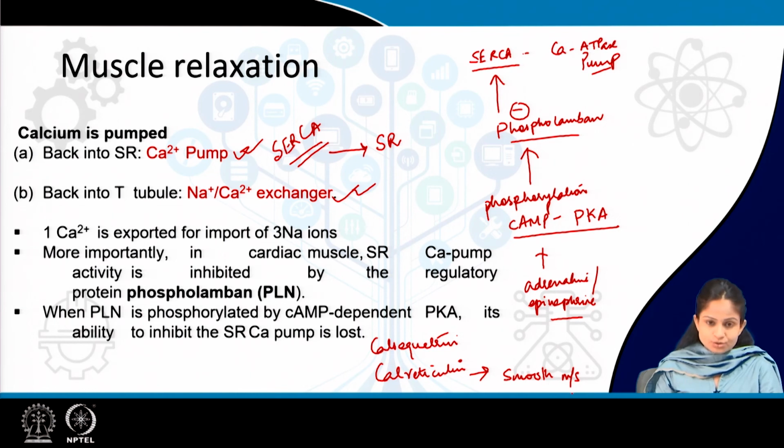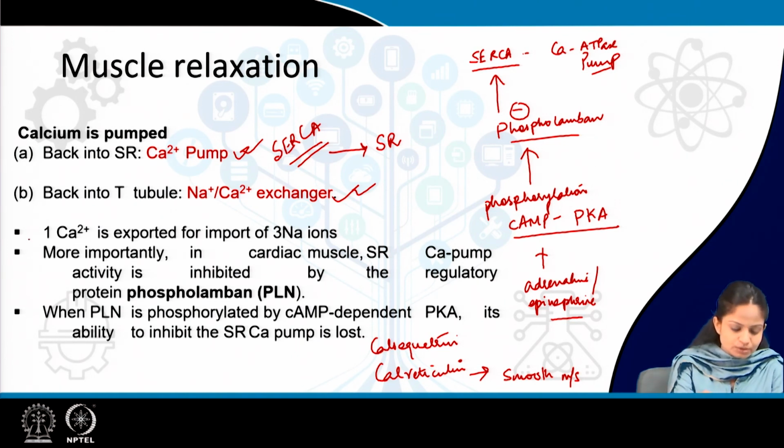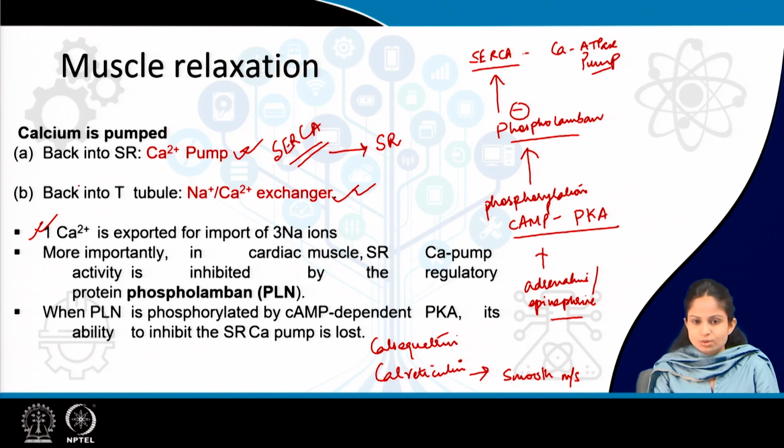Now, back into the T tubule also you need to throw out the calcium. So, that is usually done by the sodium calcium exchanger. The sodium calcium exchanger molecule usually exports one calcium for import of 3 sodium ions. 3 sodium ions will come inside and 1 calcium ion will be thrown out.